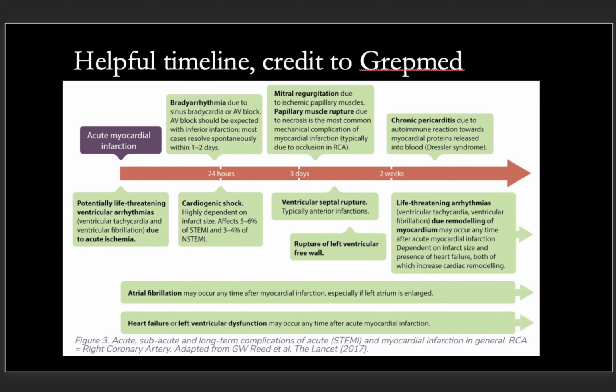So I want you to pause on this and just look at it and commit it to memory. But essentially what we're talking about is you're either within a day of your heart attack, within 3 days of your heart attack, or within 2 weeks. And so at any point you can have an arrhythmia. But typically if you're around 3 days, what you need to differentiate is papillary muscle rupture and ventricular septal rupture. So that's what we'll help you do today.